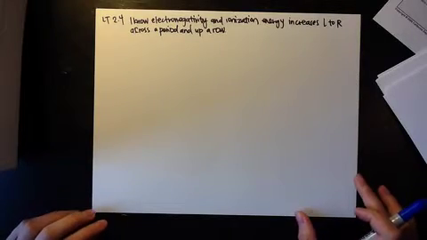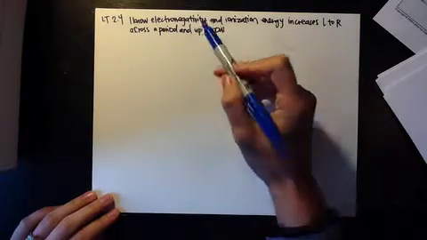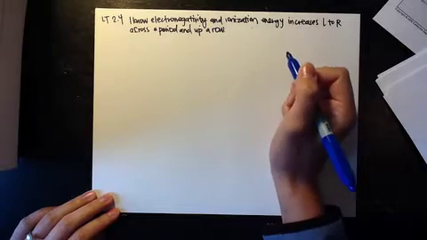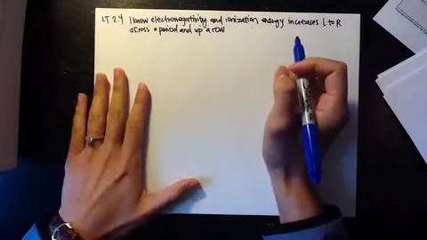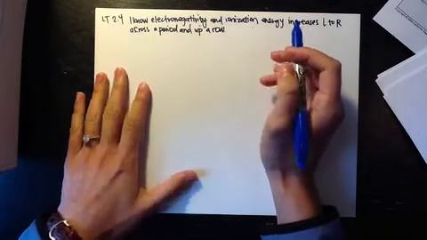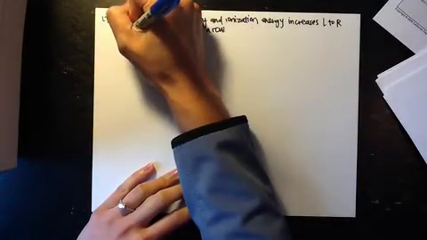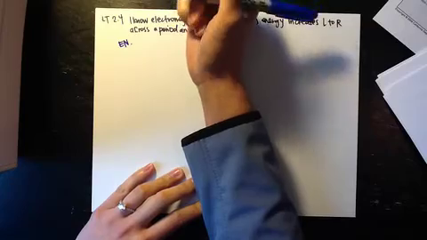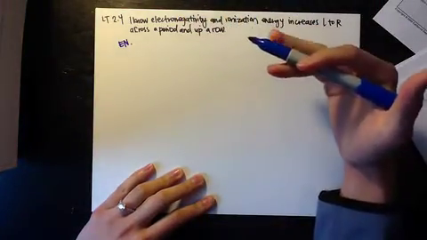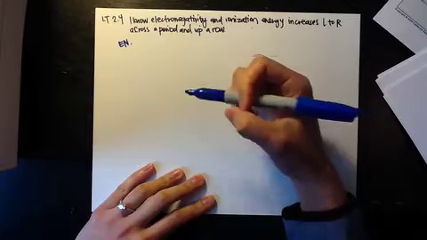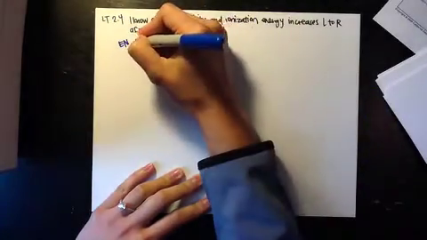Learning target 2.4. I know electronegativity and ionization energy increases left to right across a period and up a row. All right, let's go ahead and start with electronegativity. Seriously, this is probably the easiest way to think about electronegativity.